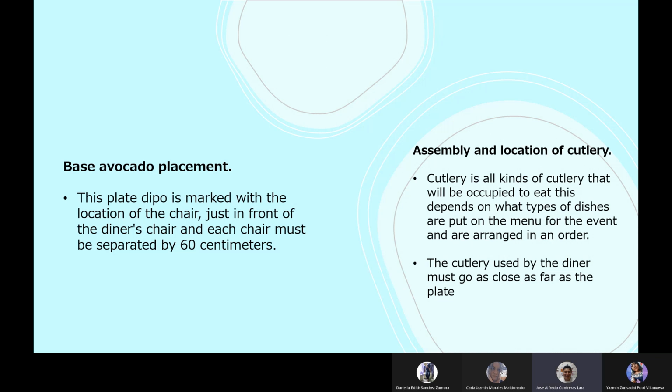Assembly and location of the cutlery. Cutlery is all the kit of cutlery that will be used to eat. This depends on what types of dishes are put on the menu for the event and they are arranged in order. The criteria used by the diner must go from the farthest to the closest to the plate.